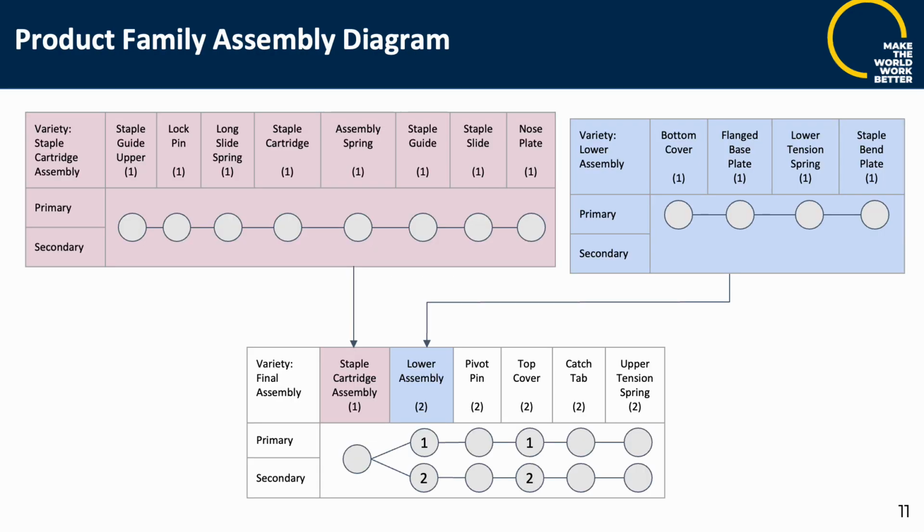Shown here is our product family assembly diagram. The staple cartridge assembly shown in the top left corner is consistent in both the primary and secondary customer assemblies, and then the lower assembly is only present in the primary customer assembly, and then after that it is differentiated the rest of the way through, shown in the bottom figure, as the top cover is different in both assemblies.